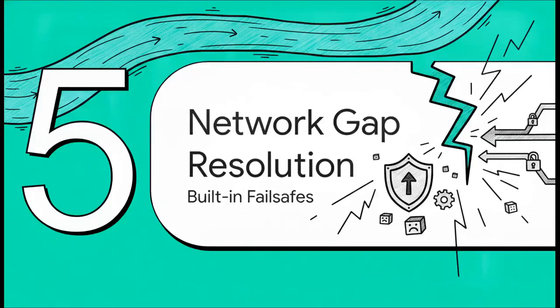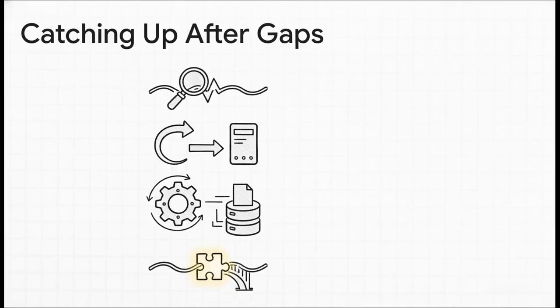Finally, Section 5. Network gap resolution. Because we all know networks aren't perfect. In an ideal scenario, that data stream never breaks, but enterprise networks can be a little unpredictable. So what happens when a disruption occurs? Well, DataGuard has built-in fail-safes. First, the FAL client, which sits on the standby side, actively monitors for any missing sequences in the redo stream. The second it spots a gap, it automatically requests those missing sequences from the primary's FAL server.